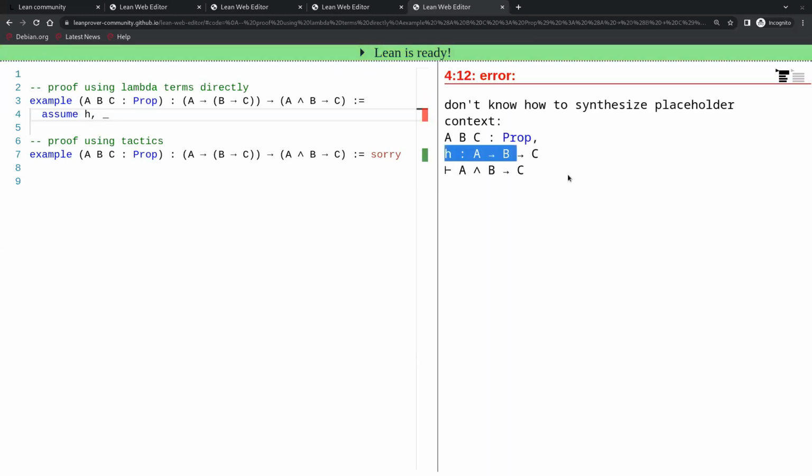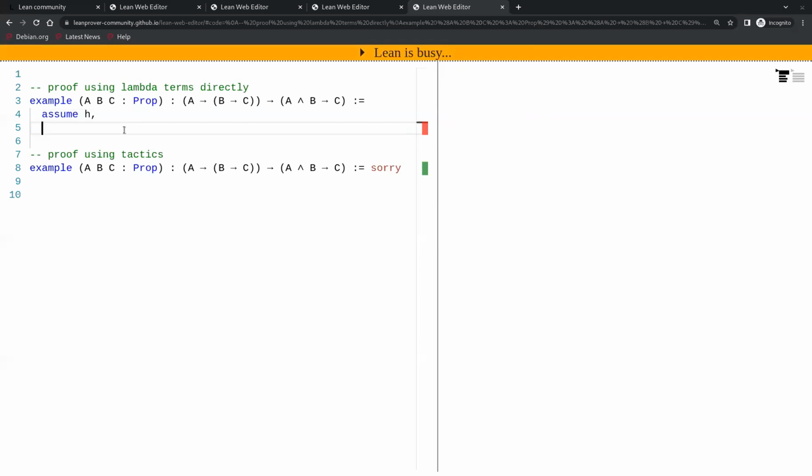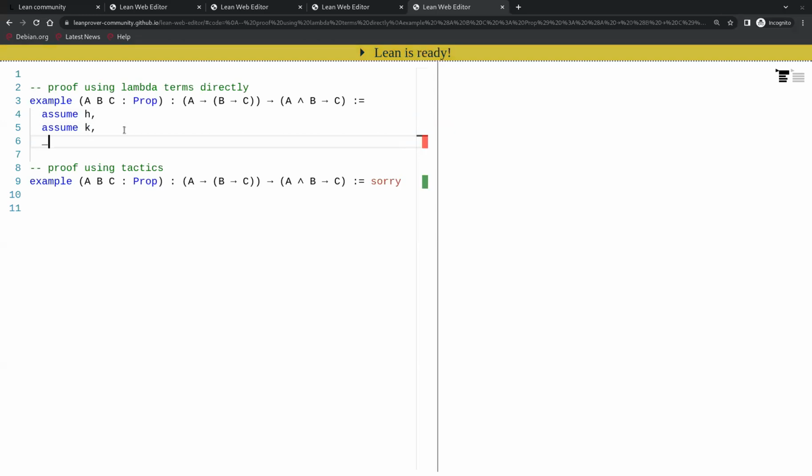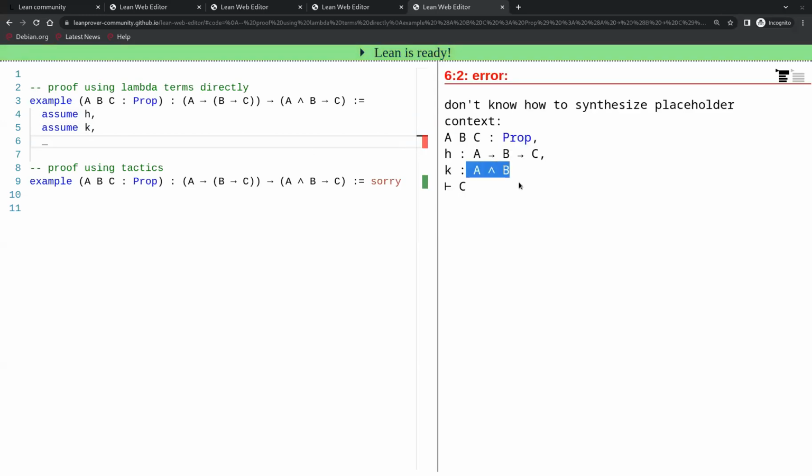And then we see that a hypothesis has been put into the context: A implies B implies C. And we still have to prove A and B implies C. The main connective in this formula is again this implication here. So there are implicit parentheses around A and B. So we continue by assuming K, where K is a proof of A and B, and it remains to prove C.